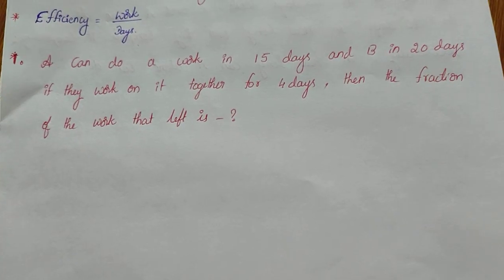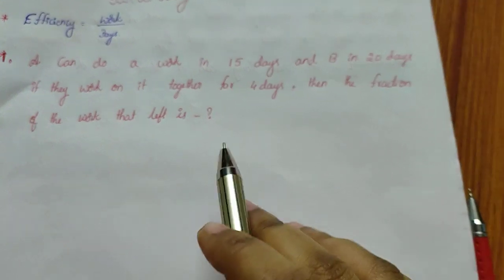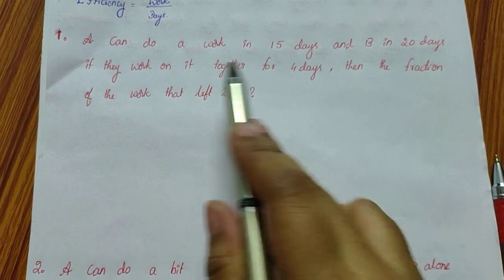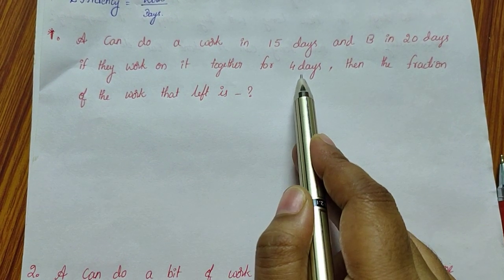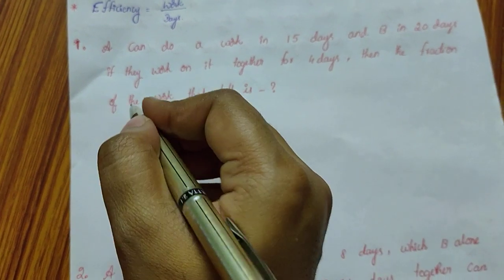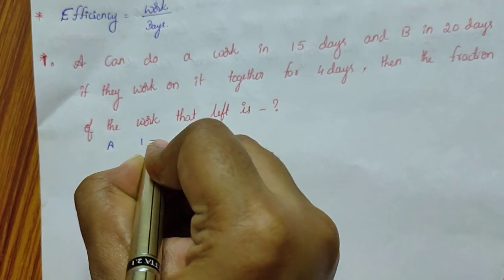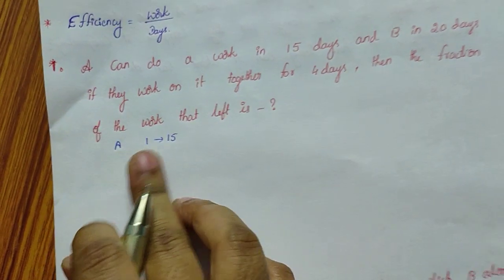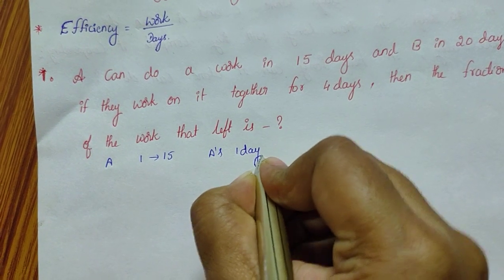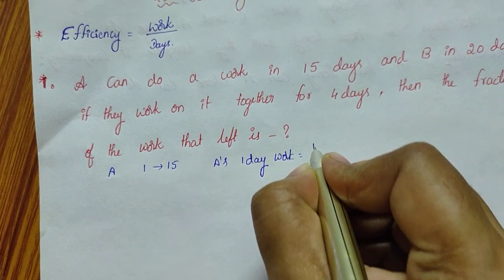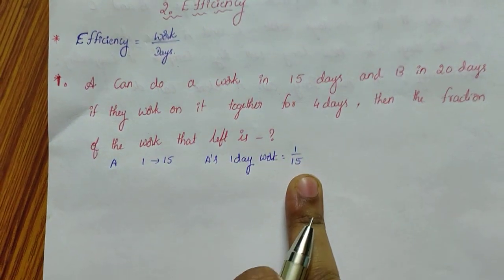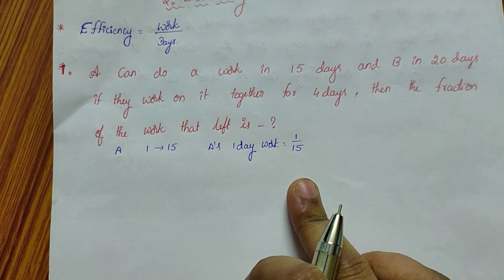So, coming to the first problem. A can do a work in 15 days and B in 20 days. If they work together for 4 days, then the fraction of the work left is? So, here A can complete a work in 15 days. So, A's 1 day work is what? 1 by 15. So, here 1 by 15 is the efficiency of A.